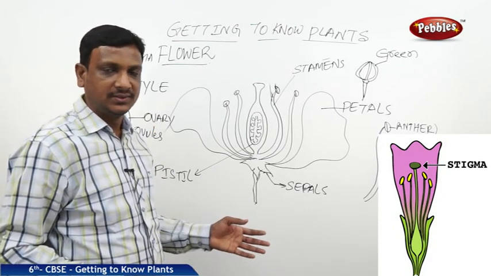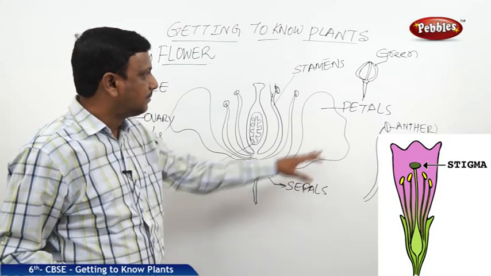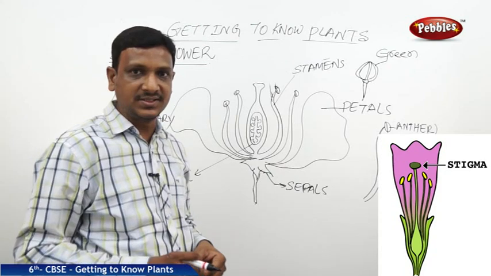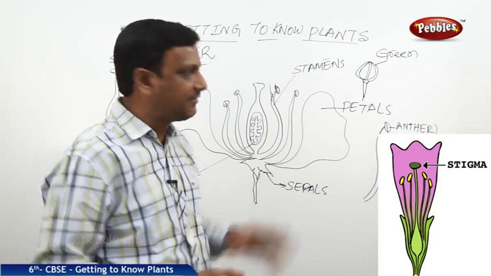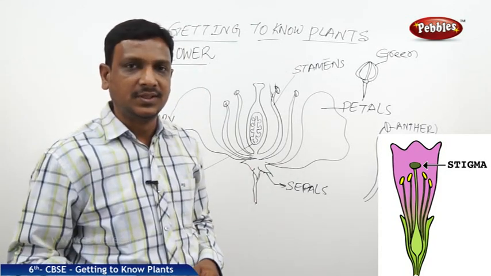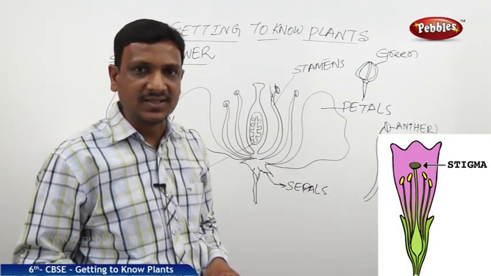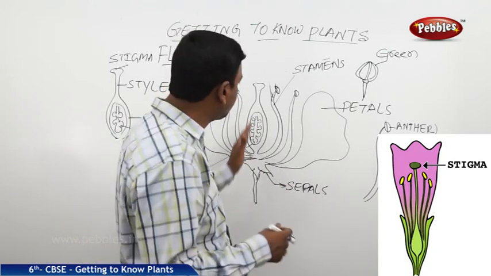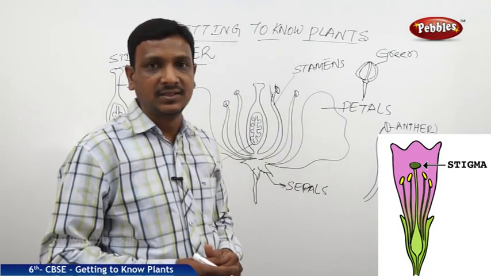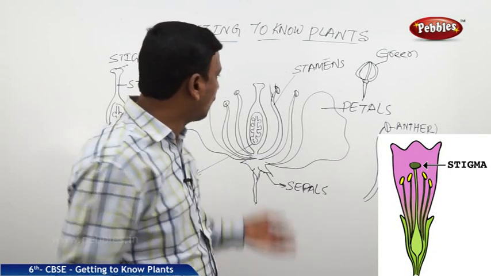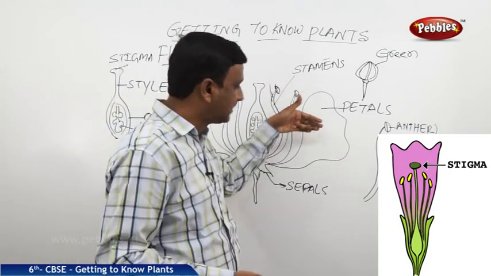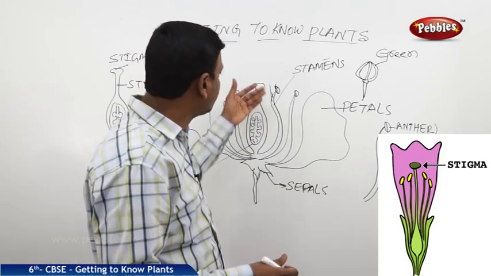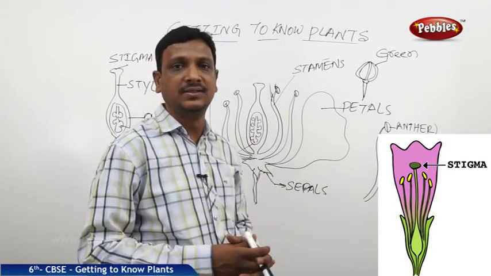So a flower consists of sepals, petals, stamens, pistil. It's a typical flower. That means I have drawn a flower which has all the parts. But practically, in general, some flowers may not have stamens. They have only pistil, petals, sepals. Some flowers may not have pistils. They have only stamens, petals, sepals. But some flowers may have all the things, like stamens, pistil, petals and sepals.